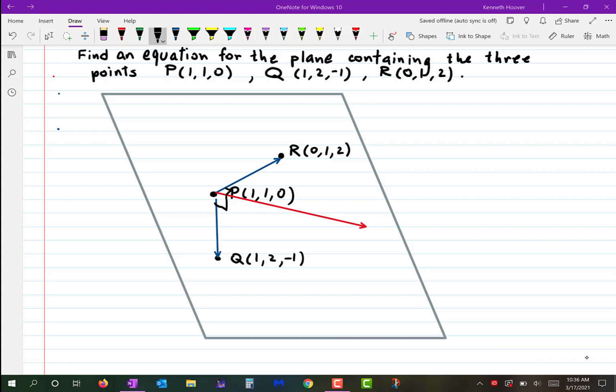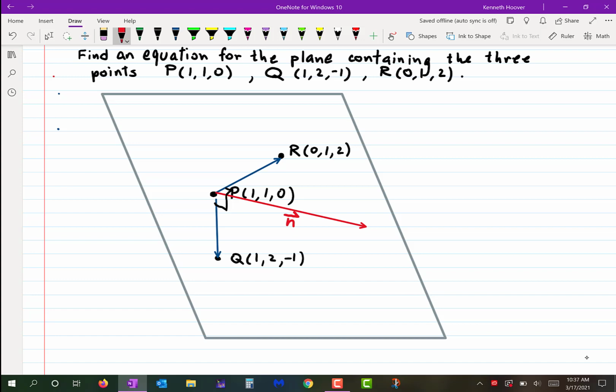Okay, if that red vector is orthogonal to both blue vectors, and those two blue vectors are on the plane, then that means that red vector is our normal vector. So let me ask you a question. How do I find a vector that is orthogonal to two other vectors? Well, if you remember, we use the cross product.